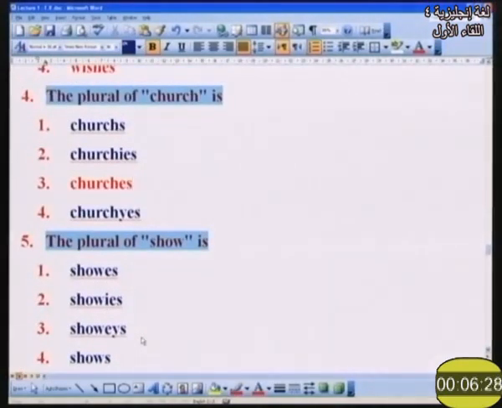The plural of show is... Show is irregular. It does not end with an O or a Y or whatever of the rules that we mentioned. Then what we have to do is just add an S. Okay. Shows, عروض.